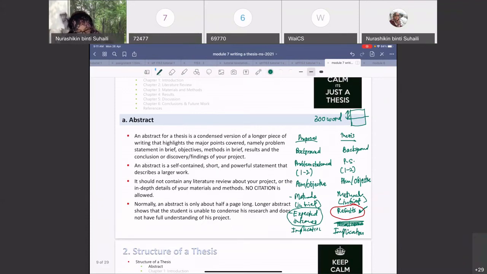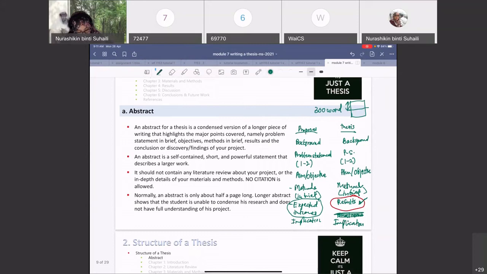Okay, I don't go word by word, but I just want to highlight a few things. It's a condensed version of a longer piece of writing. So that's why you have all of the important parts in a very brief form. It should have some introduction, like this actually covers the introduction, methods in brief, results in brief, and so everything is in brief, because you want to achieve these 300 words or half of the A4 page.